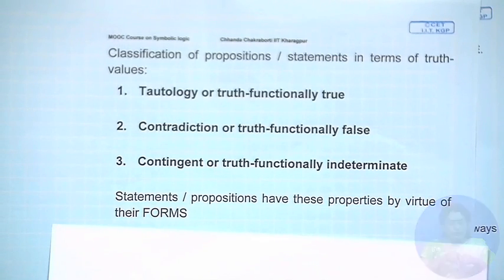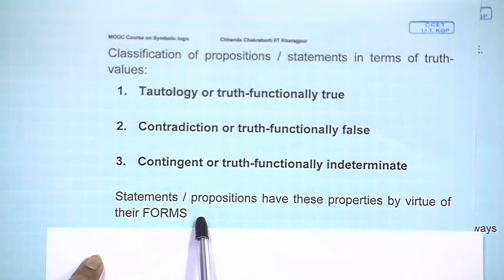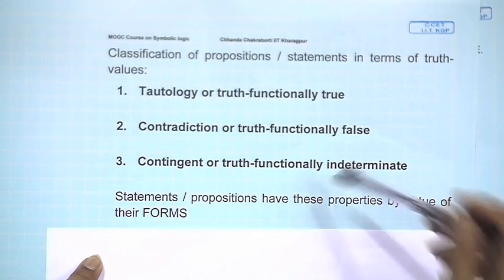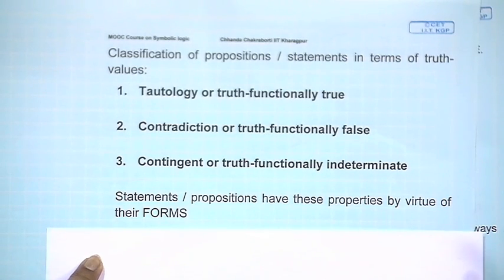But the point to note is that we, being at the formal logic level, are going to say that the propositions or the statements have these classificational properties by virtue of the forms, by virtue of what logical form they exhibit, by virtue of the form that is underlying them. Okay, so ultimately the comment is about the form.